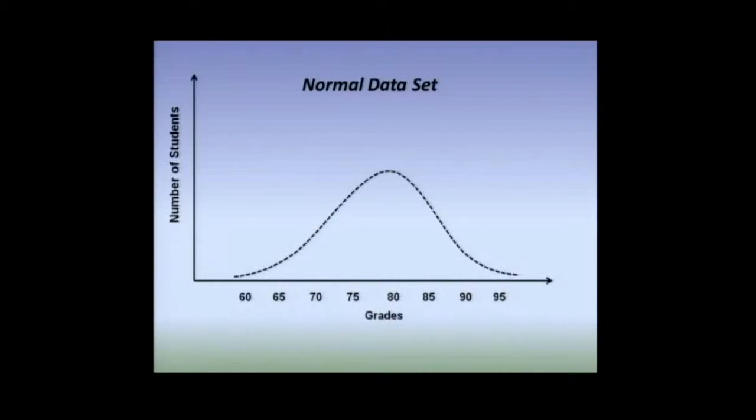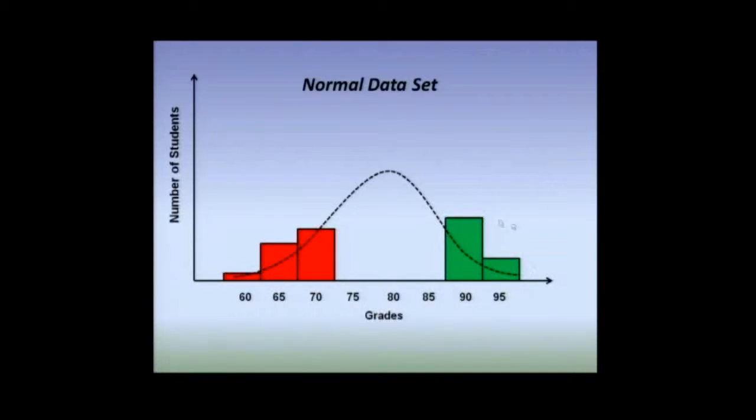A normal data set will look very much like the graph that we see here. This is an example of students' grades, which is the horizontal axis here, and the vertical axis is the number of students. And it's bell-shaped, and we will discuss the normal distribution in more detail later on. But for right now, what we consider a normal data set is a data set that has few observations of the low values and few observations of the high values, and the bulk of observations or the majority of observations are in the middle. That's what we consider a normal data set.